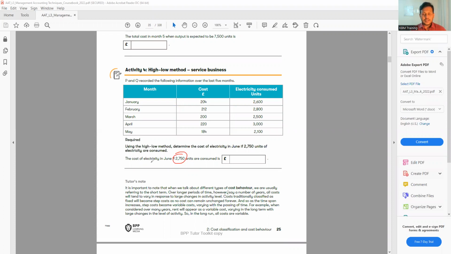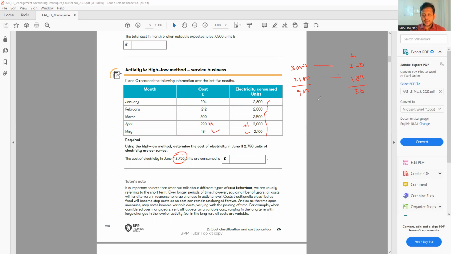So quickly, let's look at the higher unit first. From here, look for the higher unit. It looks like 3,000 is the higher, so 220 is the higher cost. And the lower we can see is 2,100. So let's start with our steps. 3,000 units and the cost is 220. Then the lower is 2,100 and 184. Then find the difference. 3,000 minus 2,100 gives us 900. And here 220 minus 184 should give us 36.